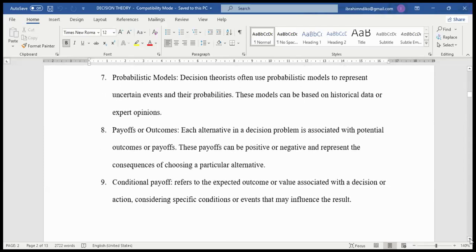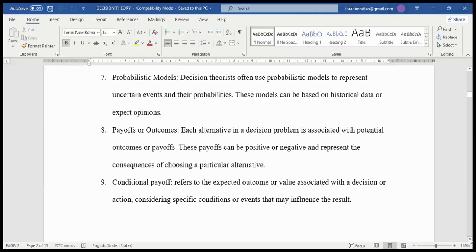Next, probabilistic model. Now, decision theory often uses probabilistic models to represent uncertain events and their probabilities. Probabilistic models are those models which are used to represent uncertain events in the economy. In most cases, some were scrapped, some are still there. For example, we have the inventory probabilistic model, which is not there anymore. So for now, I think we shall go with a few ones when we look at questions. But for now, what we need to know is that when we talk about probabilistic models, we mean models which are used to represent uncertain events in the market.